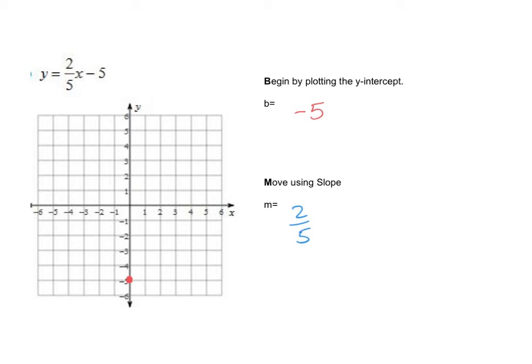So I have a rise of 2. So 1, 2, and then I have to run 5. 1, 2, 3, 4, 5. And I plot my point. Once you have 2 points, you want to connect them in order to graph your line. If you just have 2 points as your answer, this would be incorrect because we want to graph the actual line of the equation.